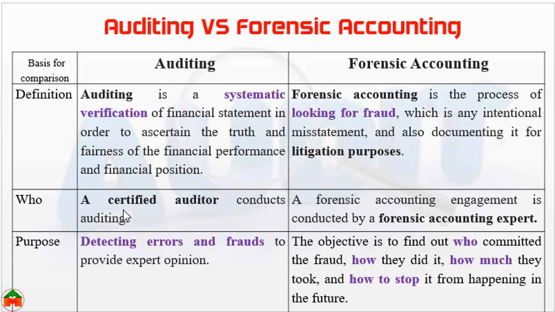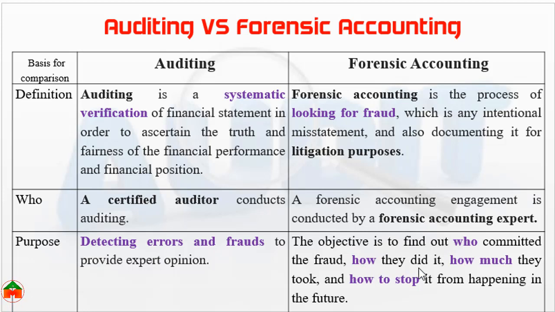Auditing is performed by a certified auditor; a CA qualified person, a chartered accountant qualified person, can be an auditor. On the other hand, a forensic accounting engagement is conducted by a forensic accounting expert. And the purpose of auditing is to detect the errors and frauds and ultimately to provide the expert opinion on the financial statements.